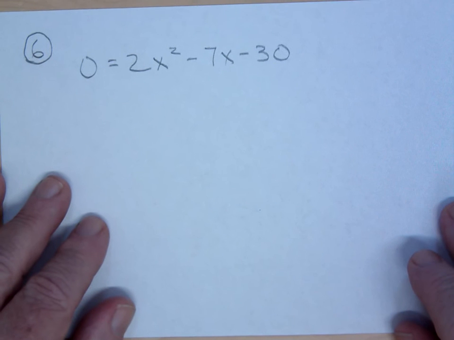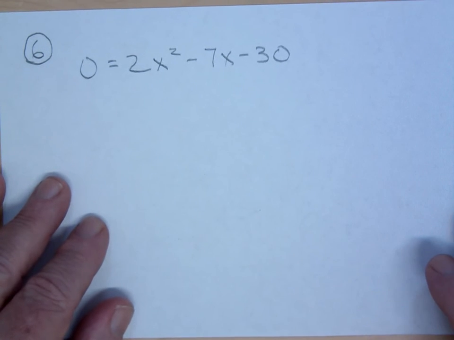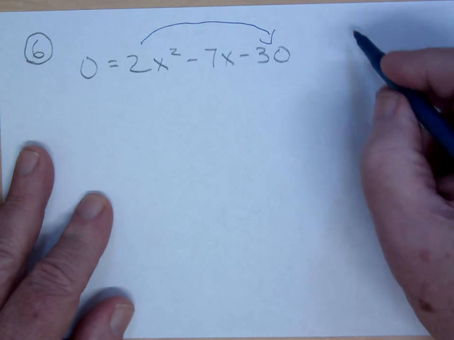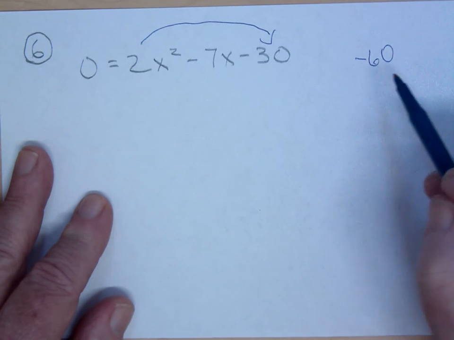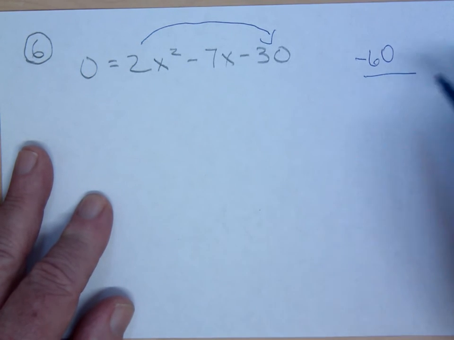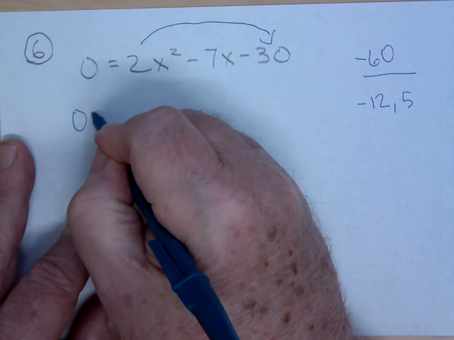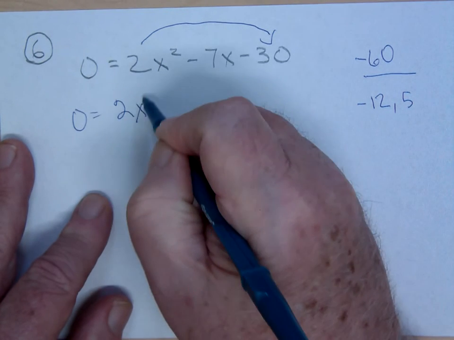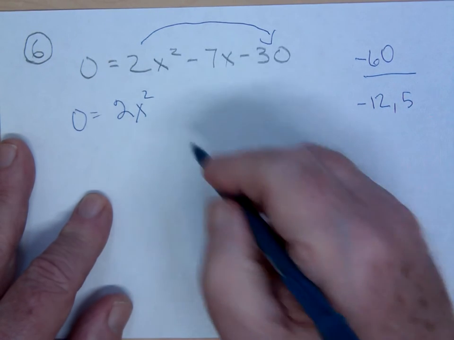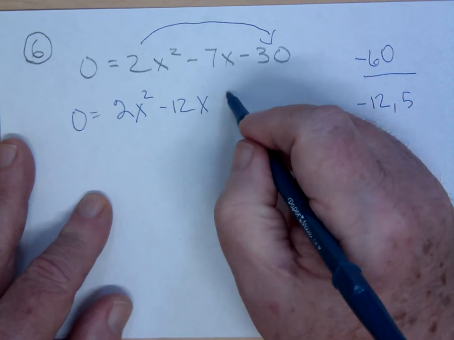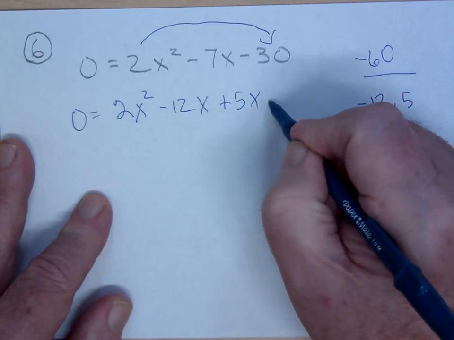Next, we have problem 6. And in problem 6, sometimes you can solve these quadratics by factoring. Here, what I would do is take this times this to get minus 60. So I'm looking for numbers that multiply to minus 60 but add to minus 7. And that's going to be filled by minus 12 and 5. The way we learned to do this then is we rewrite the middle term as 2 terms. That's going to be minus 12x, and then plus 5x, and it is minus 30.